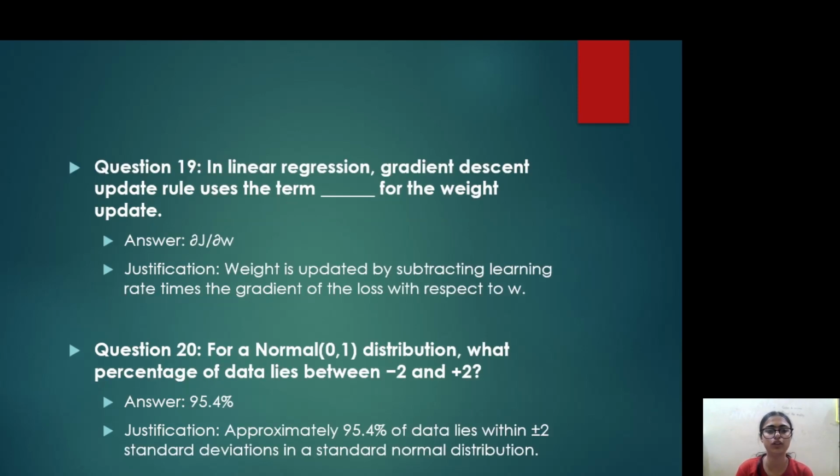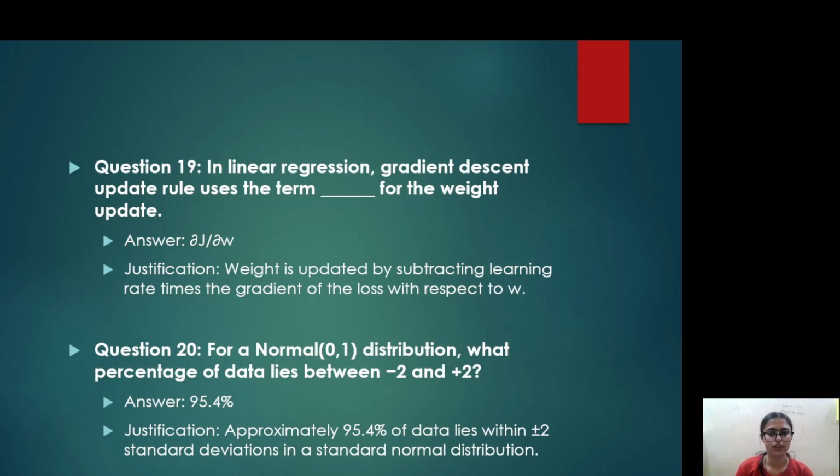Regression update rule uses the term dash for the weight update. So we use gradient descent to minimize the cost function, which represents the error of the model. So when we update the weight, we use the gradient of the cost function with respect to w. So the update rule usually is w new equals w old minus learning rate into del J upon del w. So it tells in which direction the error increases, and we move in the opposite direction to reduce the error. So the key term used for weight update is gradient descent, that is del J upon del w, the gradient of the cost function.